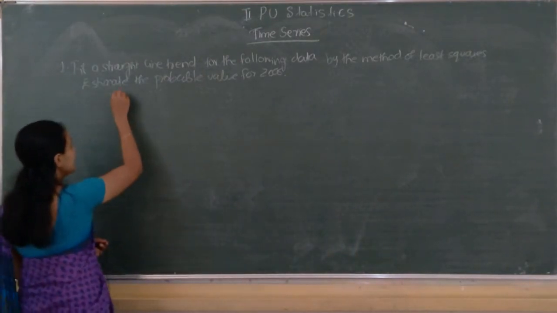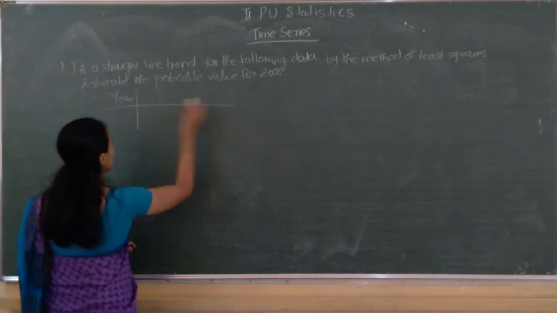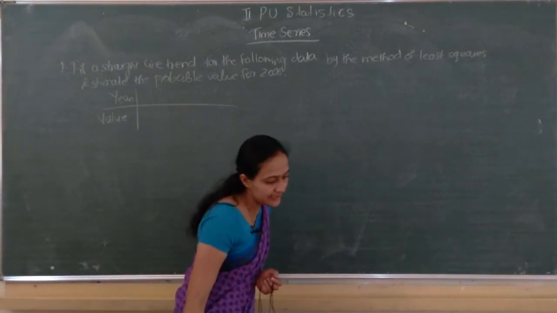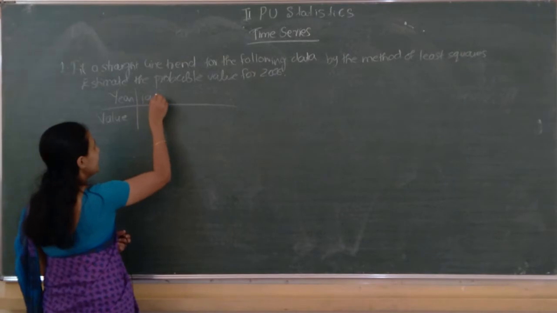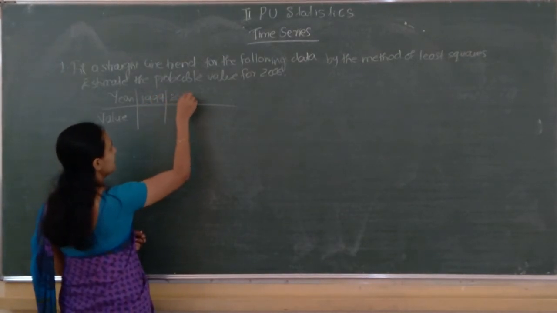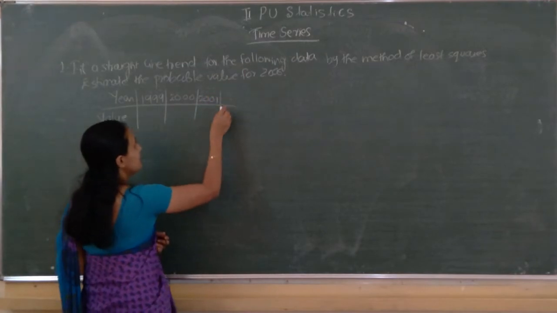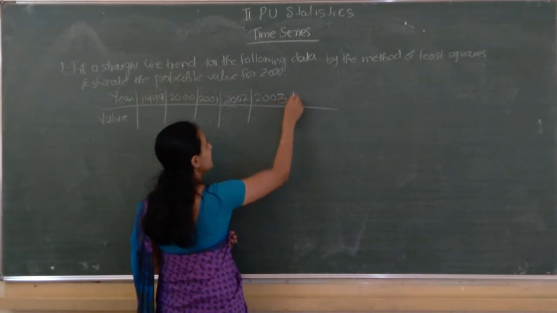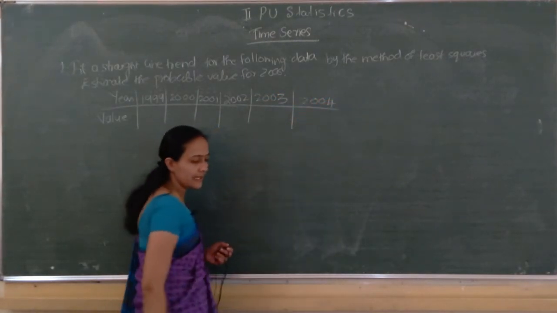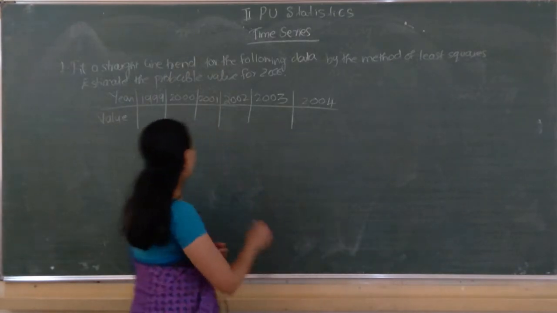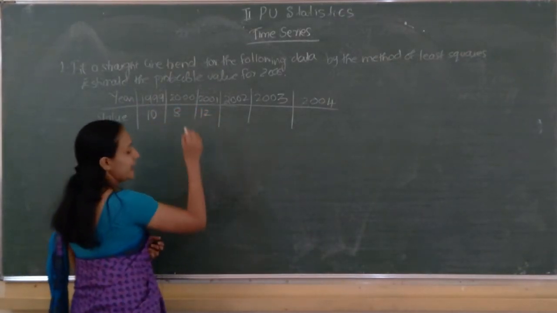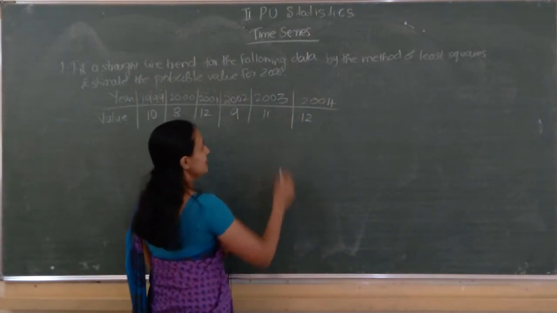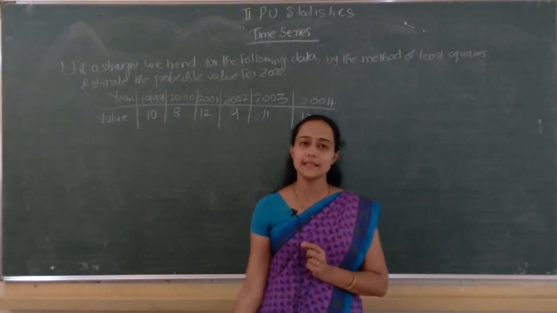Next, year and value. Year 1999 up to 2004: 1999, 2000, 2001, 2002, 2003, 2004. The values are 10, 8, 12, 9, 11, 12.